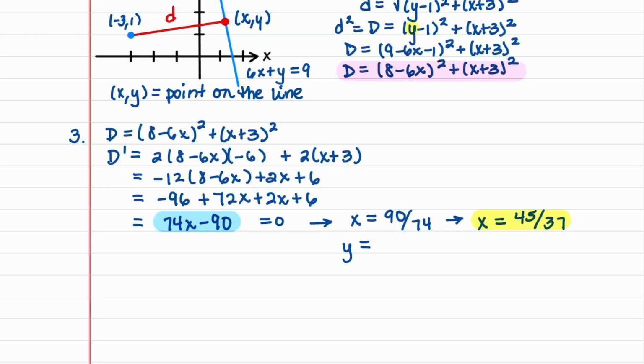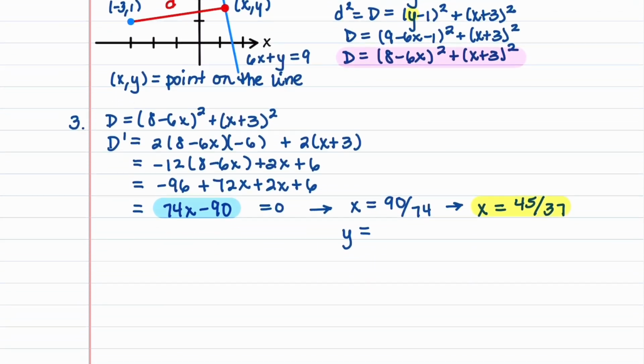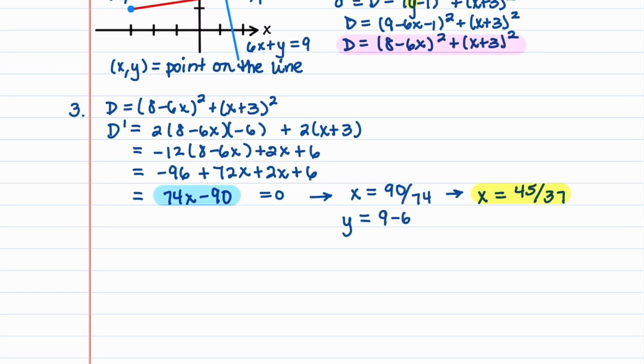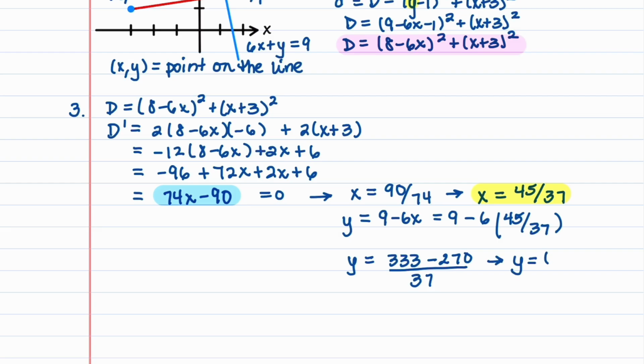Y, let's see, we need to look back up here. Y is 9 minus 6x. So this is 9 minus 6 times 45 over 37. Oh, this is complicated. Let's see here. We're going to multiply 9 by 37, and that is going to be 333. And then we subtract off 6 times 45, which is 270. And all of this gets divided by 37. So this gives us that y is equal to 63 over 37.